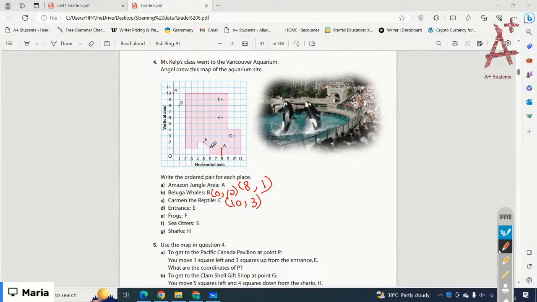E. Here is E. Coordinates are 5 and 2. F, just match F, it would be 8 and 9. So F is 8 and 9. S. S is 1 and 8. H. 8 and 6. H is 8 and 6, right?